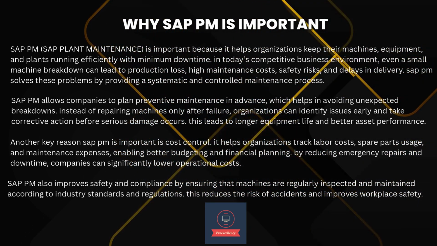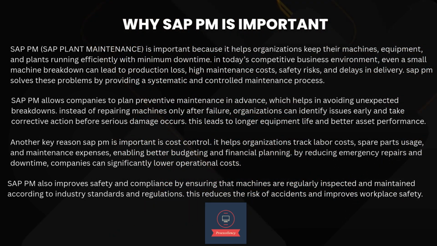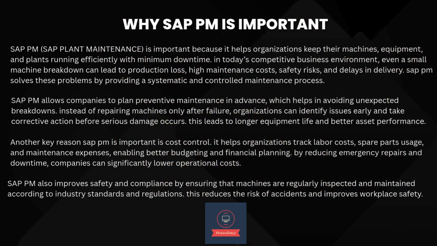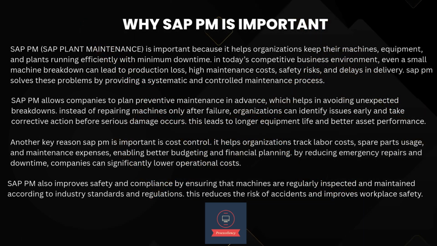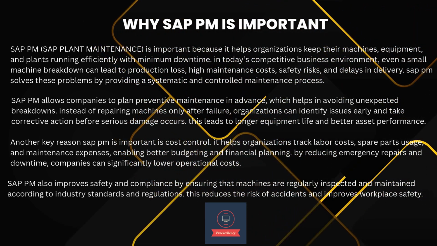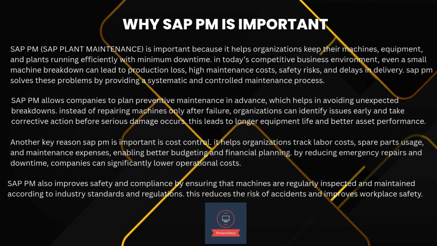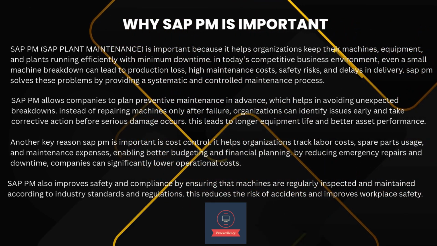SAP PM solves these problems by providing a systematic and controlled maintenance process. SAP PM allows companies to plan preventive maintenance in advance, which helps in avoiding unexpected breakdowns. Instead of repairing machines only after failure, organizations can identify issues early and take corrective action before serious damage occurs. This leads to longer equipment life and better asset performance.